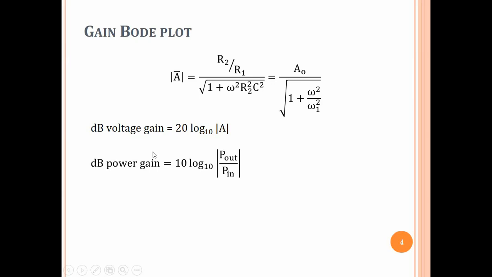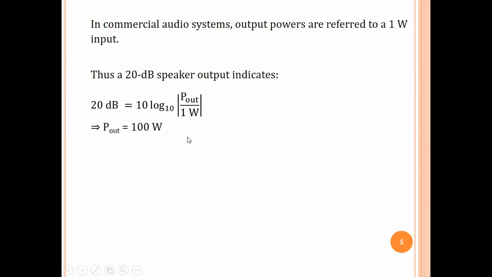The power gain, as opposed to the voltage gain, is defined as 10 log of P out by P in. The reason being that power is, in some abstract sense, a square of a voltage. So if you write this as V out squared by V in squared, then that square going out will make it 20. All right. Just a little note about dBs.